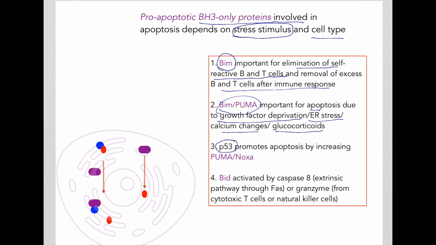p53 promotes apoptosis by increasing these two BH3-only proteins, PUMA and NOXA. BID is activated by caspase 8. We'll see that later, the extrinsic pathway through FAS will activate BID. And BID can also be activated directly by granzyme. These are proteins that come from cytotoxic T cells or natural killer cells.